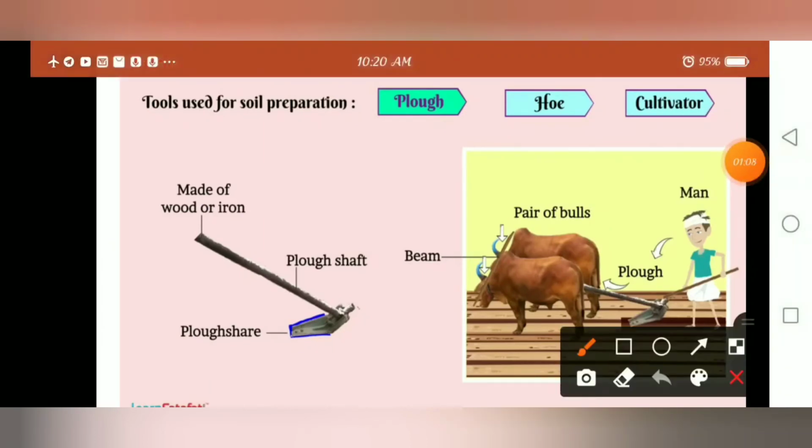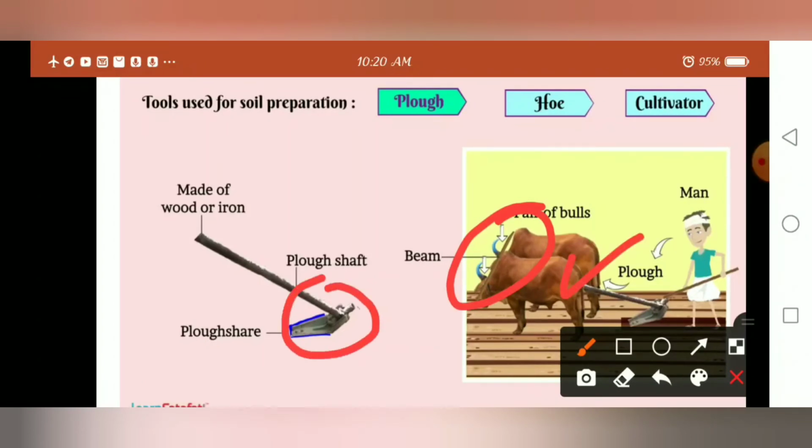Here you can observe it is drawn by a pair of bulls, and it contains a triangular shaped structure called the ploughshare. So if I ask the question, explain the structure of the plough, then you have to draw the diagram in your notebook and explain. First point, it is used from ancient times. It helps in adding fertilizers and removing weeds. It is drawn by a pair of bulls, and it contains a triangular shaped structure called the ploughshare.